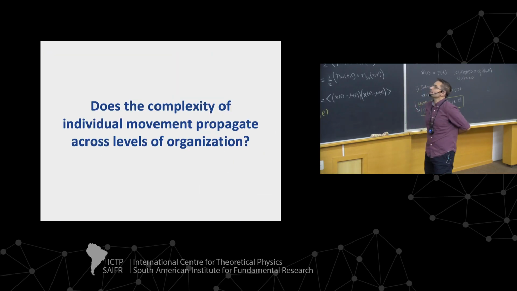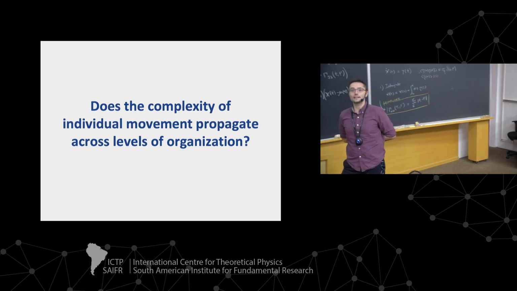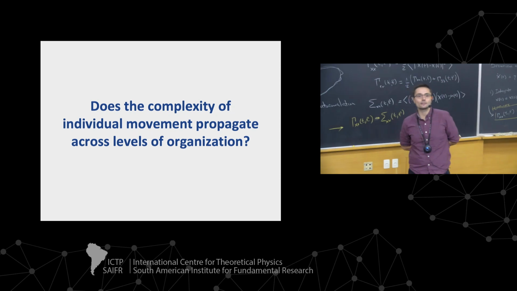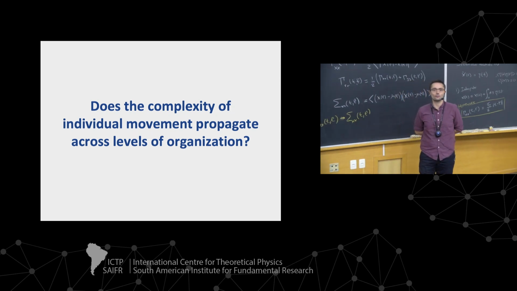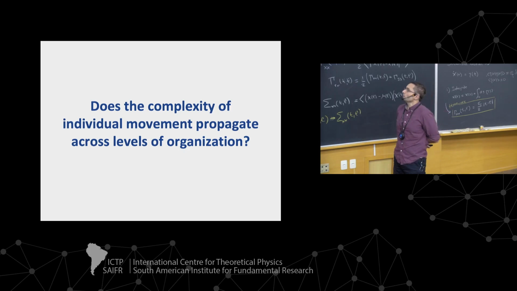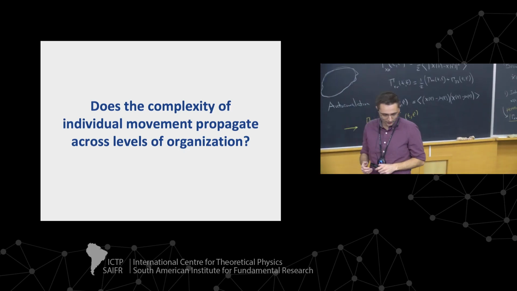Anyway, so now the question that we came up with is whether this complexity of animal movement is reflected at larger scales of organization. So is it reflected at the level of populations, the communities, the ecosystems, and so on and so forth? We've been working a little bit on that for the last few years, and all I'm going to show you now is slides.